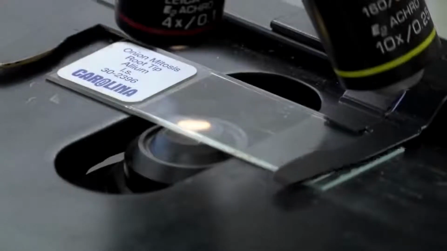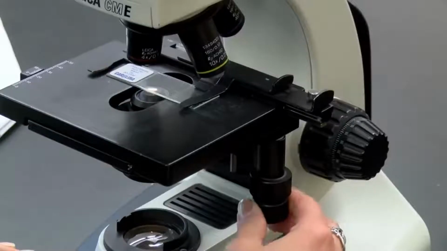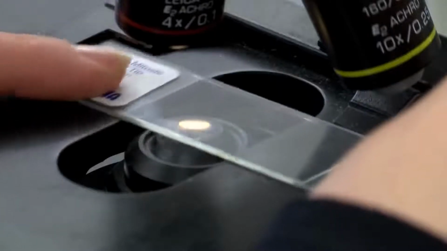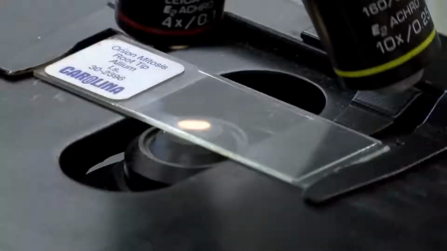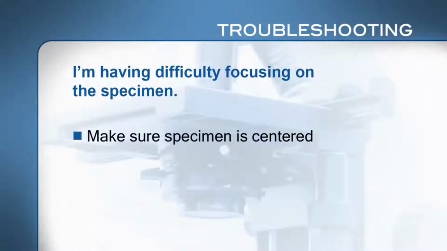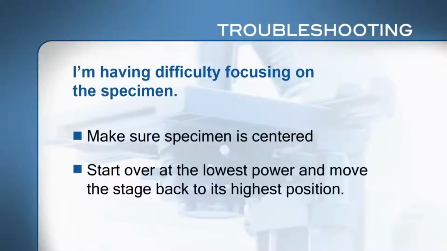If your slide doesn't move when you turn the knobs to adjust the slide holder, make sure you are using the right knobs and that the slide is clipped in place properly. If you are having trouble finding the specimen, make sure your specimen is centered. Start over at the lowest power and move the stage back to its highest position.